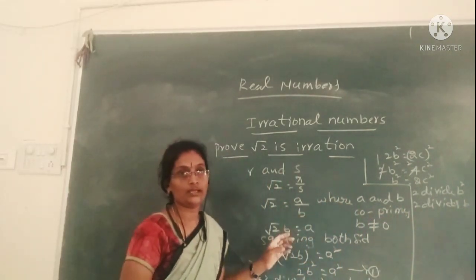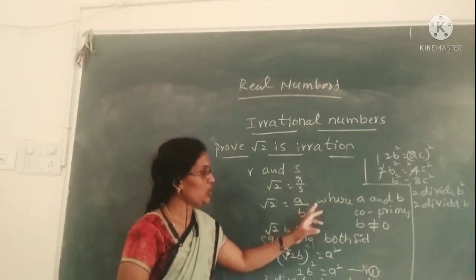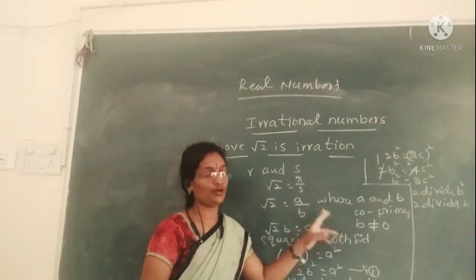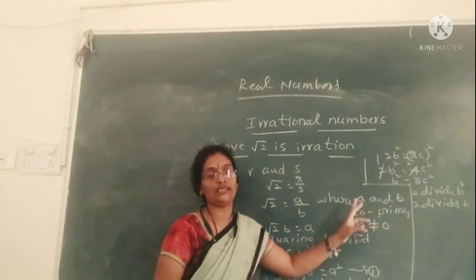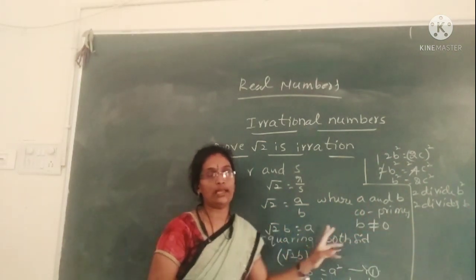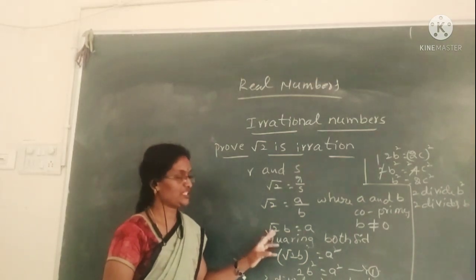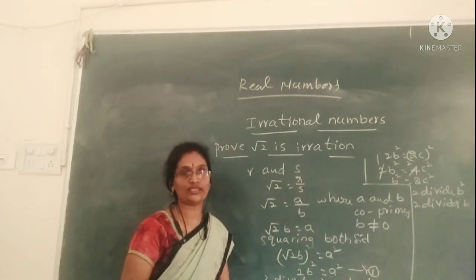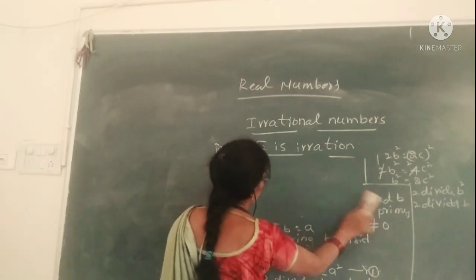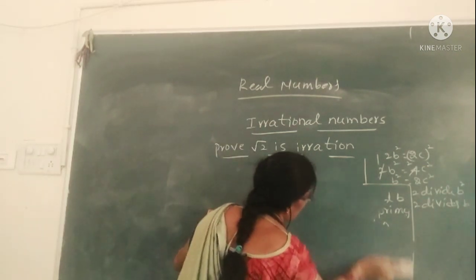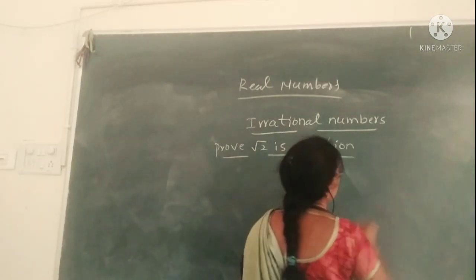This contradicts the fact that a and b are co-prime numbers. By this contradiction, our assumption that root 2 is a rational number is false. So root 2 is an irrational number. We can take another example now. You can follow.